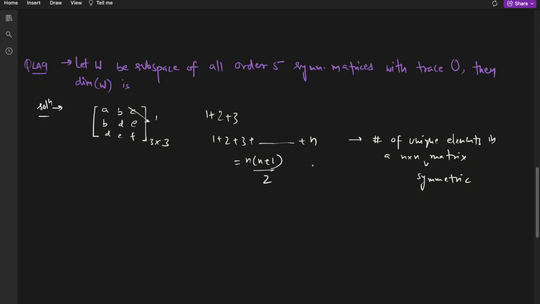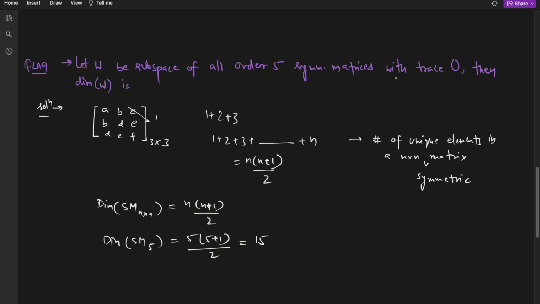And we have seen that the number of unique elements in a symmetric matrix is actually the dimension of that symmetric matrix. So we can say that the dimension of a symmetric matrix of n cross n is nothing but n times n plus 1 by 2, right? And in the case of a 5 cross 5 matrix, n is 5. So this is 5 times 5 plus 1 by 2, that is 15. So the dimension of a 5 cross 5 symmetric matrix is 15.